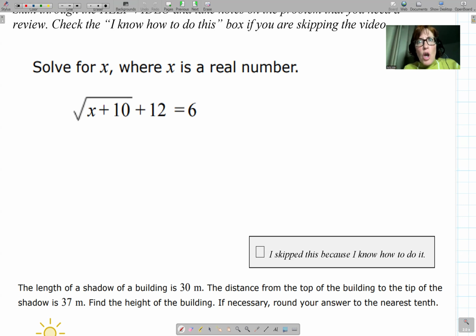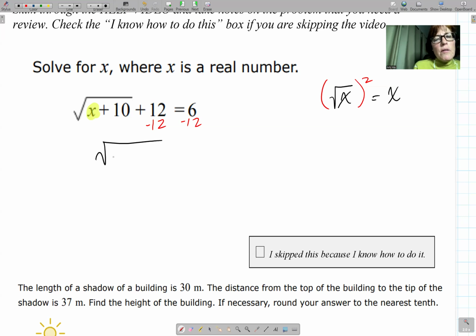So the inverse operation of square rooting. Inverse means to undo, is simply squaring. So when you square the square root of x, it becomes x. Keep that in mind. So your goal is to get x by itself right there. So in this case, you would do minus 12, and this would be negative 6 over here. So you would square both sides to get rid of that radical on the left.